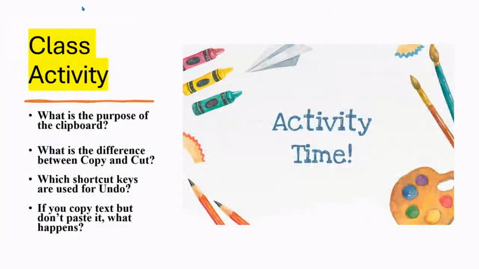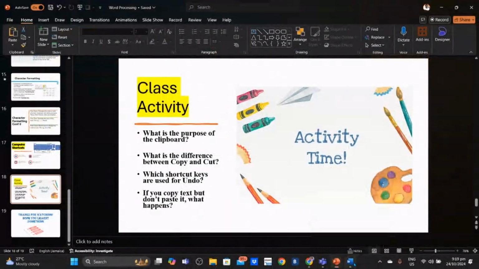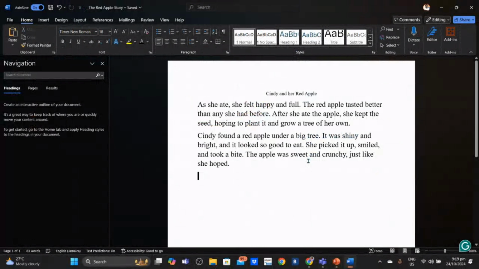All right, so before we get into the activity, let me quickly dive into a Word document. So let's use up that which we would have learned. Let's apply it to our Word document. All right, so right here we have two paragraphs. It is entitled Cindy and Her Red Apple. As she ate, she felt happy and full. The red apple tastes better than any she had before. After she ate the apple, she kept the seed, hoping to plant it and grow a tree of her own.